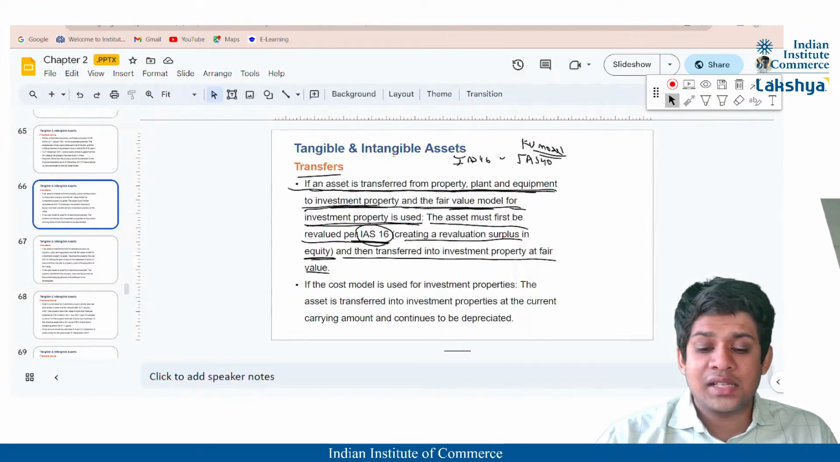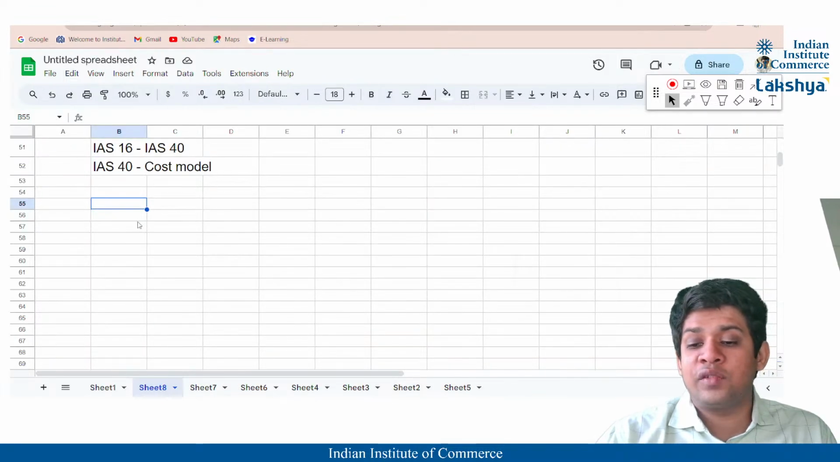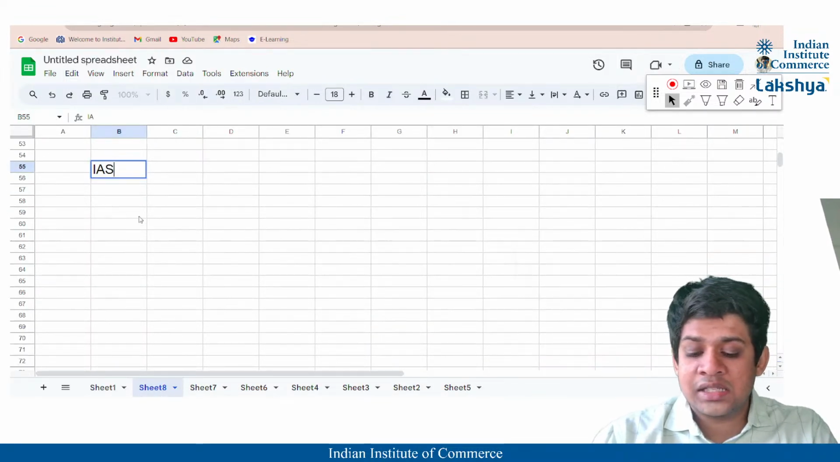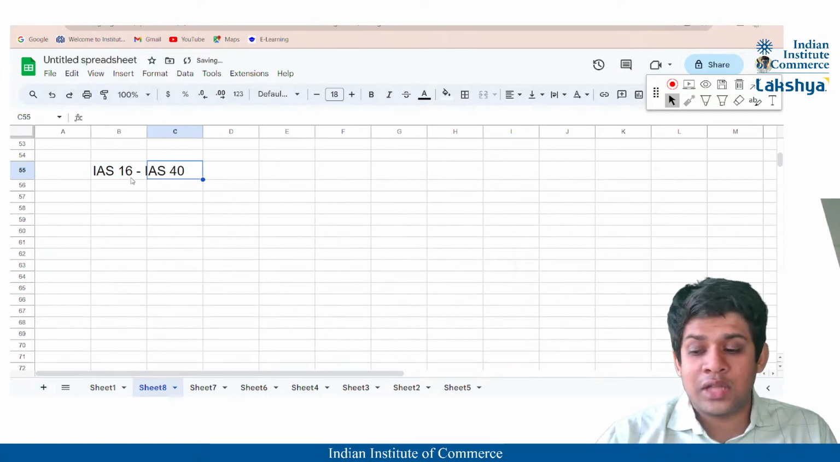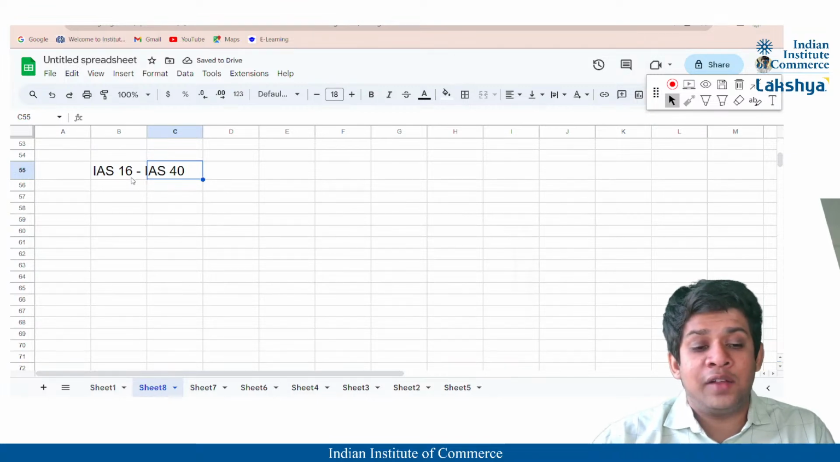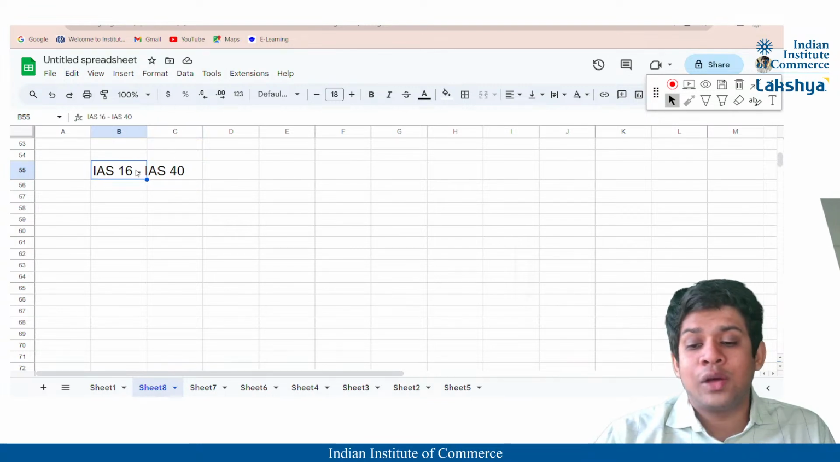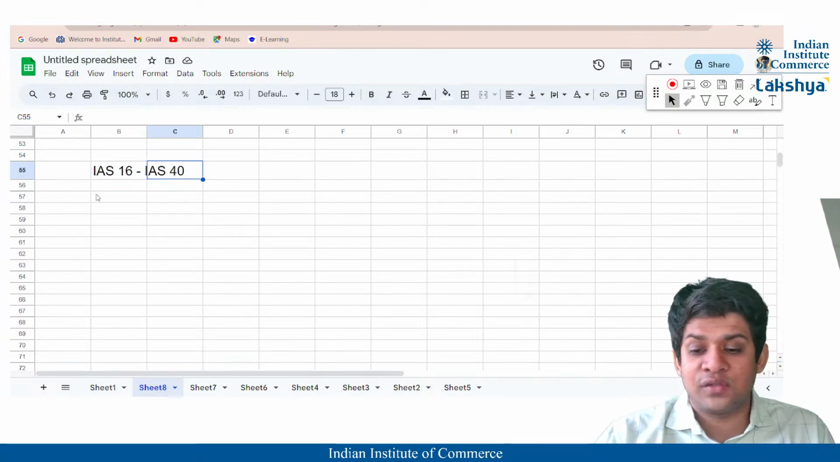Okay. Now guys, this was when I'm shifting my asset from IAS 16 to IAS 40. This is what we understood till now. That means I was using a property for my administrative purposes, then suddenly I gave it out on rent. So I shifted from IAS 16 to IAS 40.